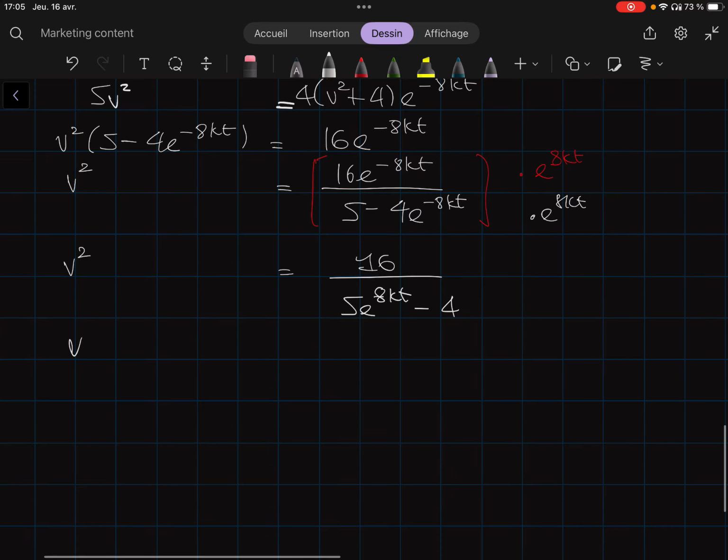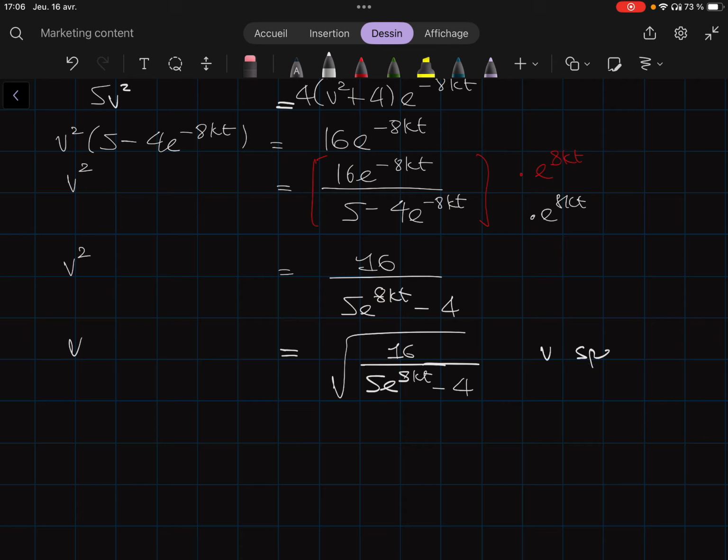And now you can take the square root of this. You may have another question. Why do we only take the positive square root? That is because you're given that v is the speed, not velocity. So by definition, v is positive. So this is the end of the 9-mark epic.